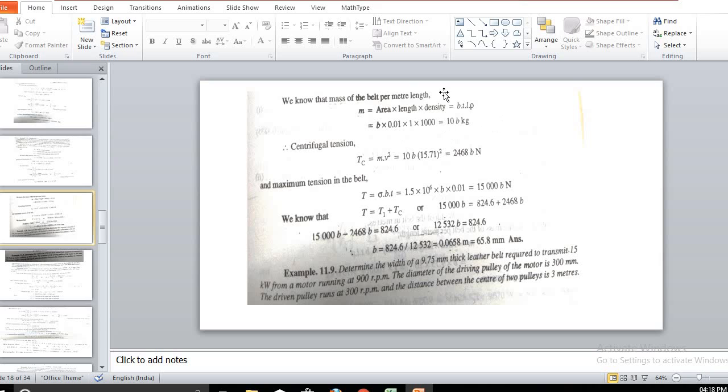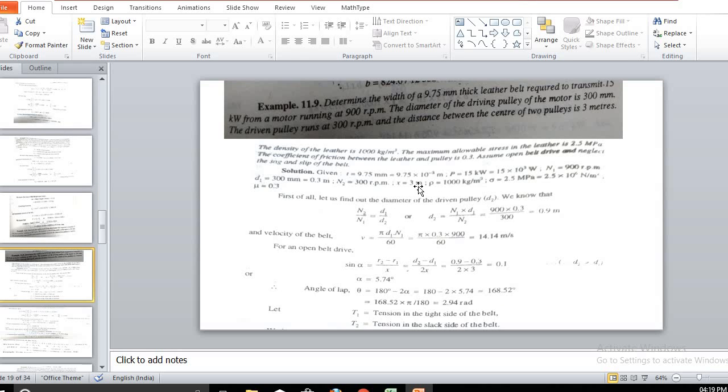Again the density formula, mass per unit of volume. Mass per unit of volume is nothing but density. Density is given, area is given, length is given. So mass we have calculated here. So we use this formula and find out that value.